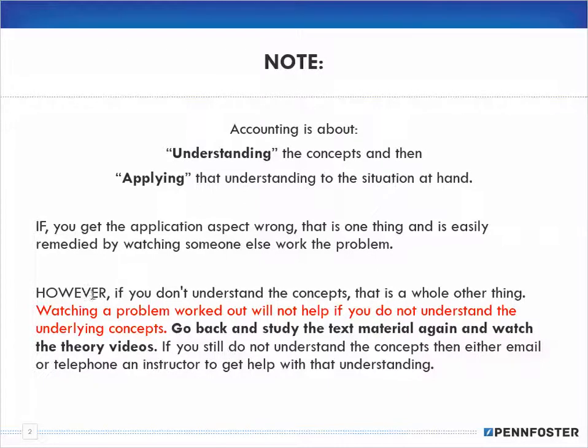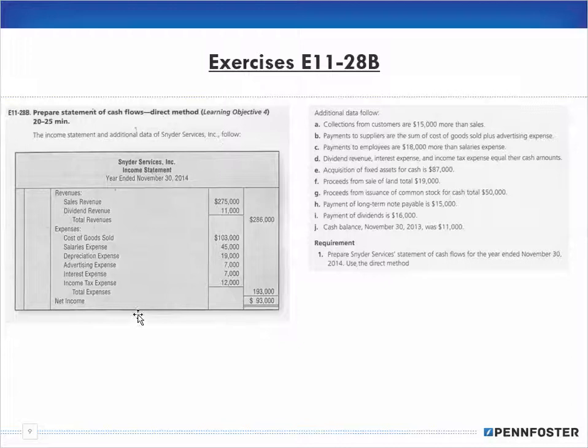Now, as I glance down at problem exercise 11-28B, I saw that we are going to need to prepare a statement of cash flows using the direct method. The amount of time it takes to do this problem is 20 to 25 minutes. If I were doing it myself without explanations, it'd probably take me a little bit less time, but realize it is an involved process and it's going to take some time.